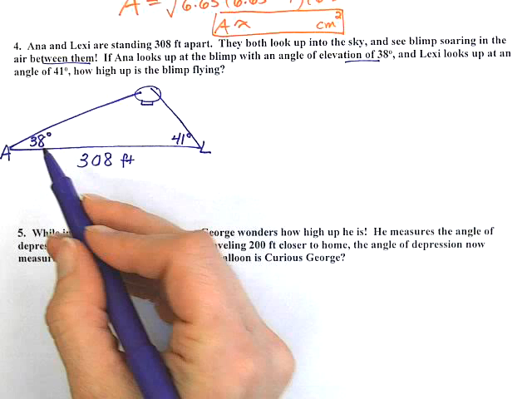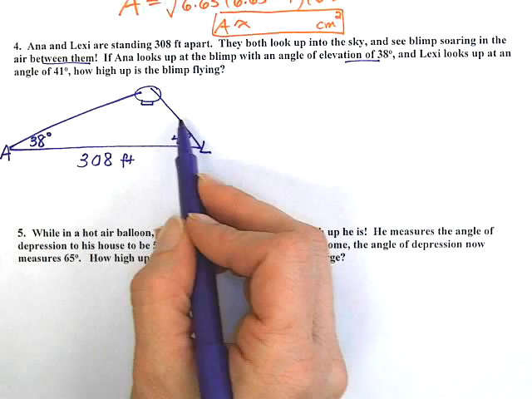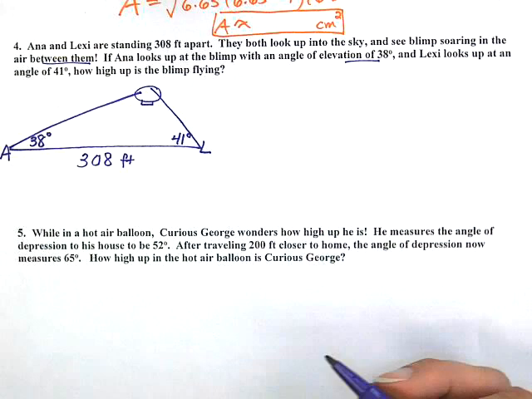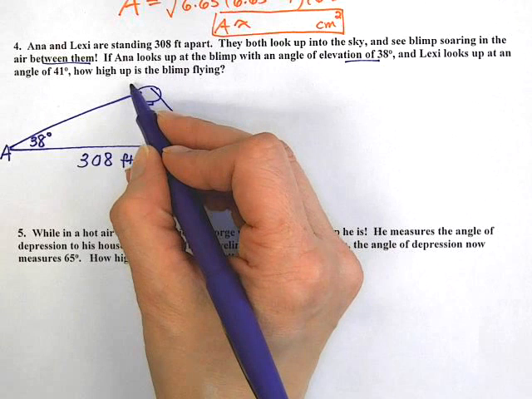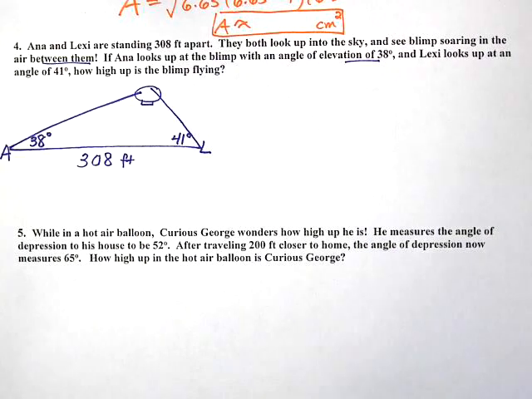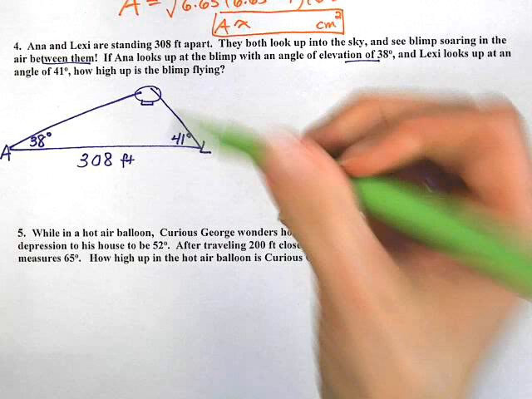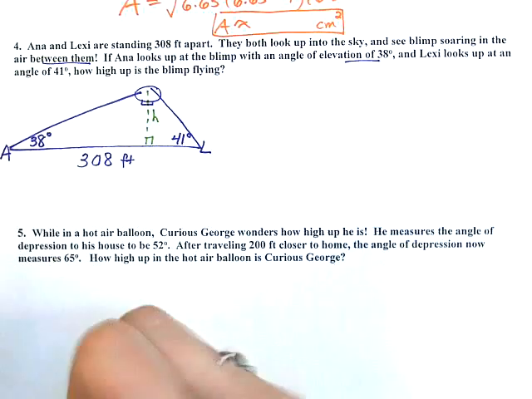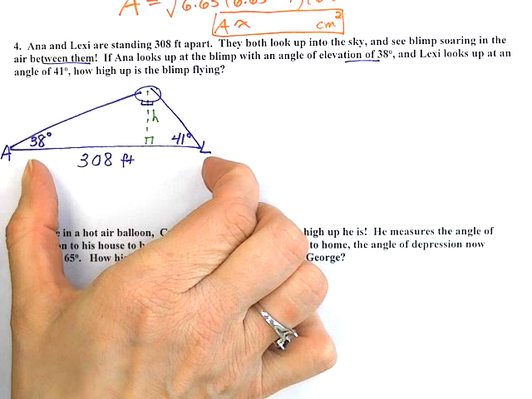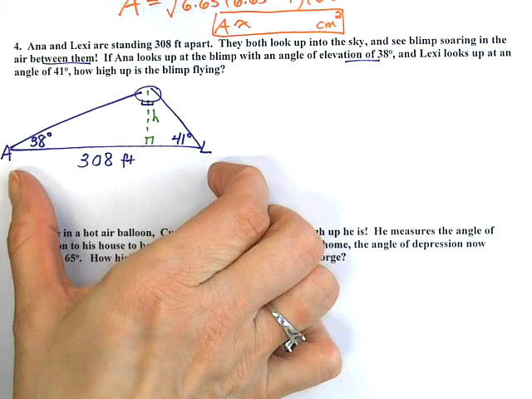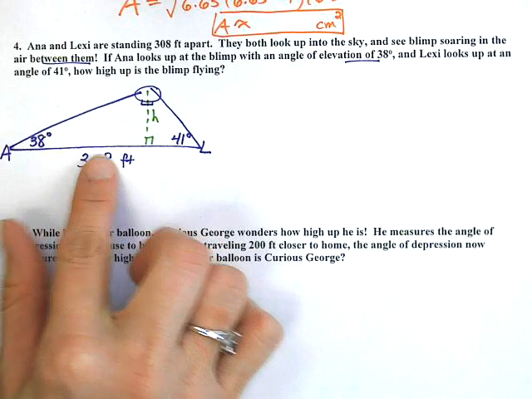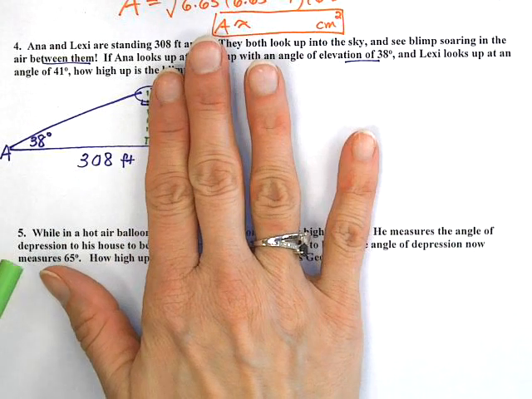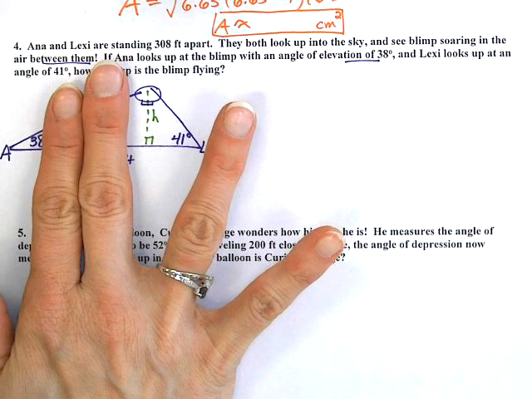Okay, oh, so the sides are definitely not equal because the angles are not equal. How high up is the blimp flying? So what they really want us to find here is the height. This is the height, except the number 308 is part of the large triangle. I cannot use 308 on either of these smaller triangles to find the height.